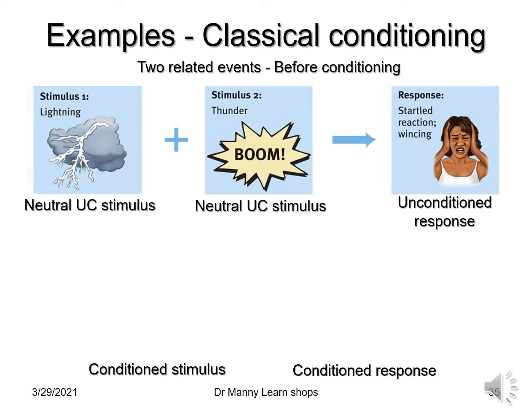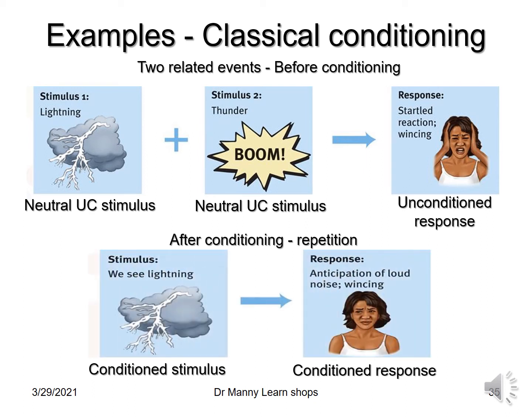After repeated exposures to it, you know that lightning is followed by thunder, and it will be loud. So, after repeated conditioning, when we see the lightning, we anticipate that there's going to be a loud noise. So the conditioned stimulus, we've seen the lightning, and then we expect there to be thunder, which could be really, really loud and make us jump. Classical conditioning.